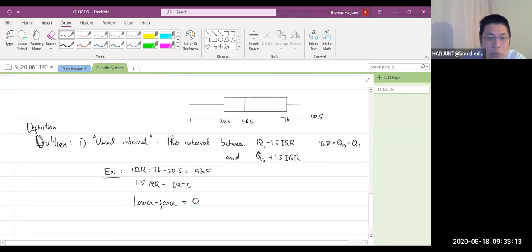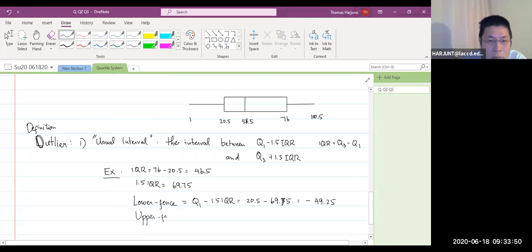Okay, so the lower fence, which is Q1 minus 1.5 interquartile range, is 20.5 minus 69.75. That's a negative number, huh? That's negative 49.25.